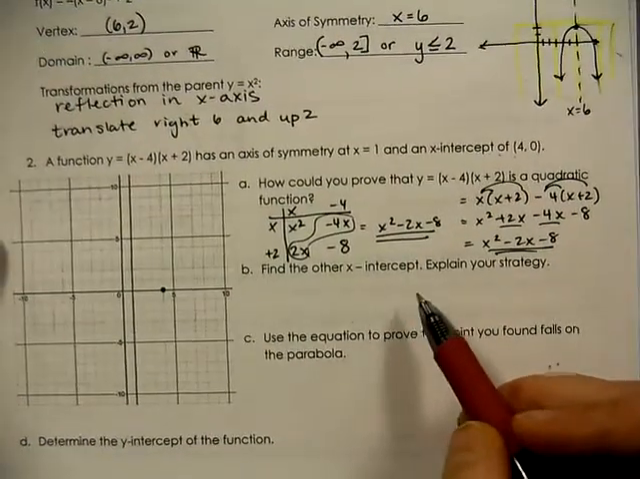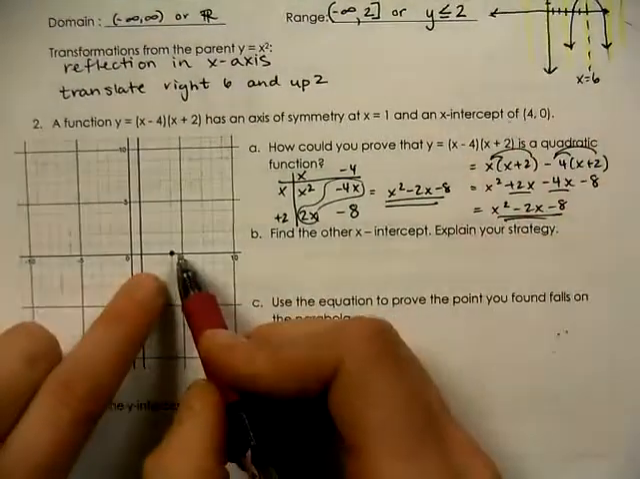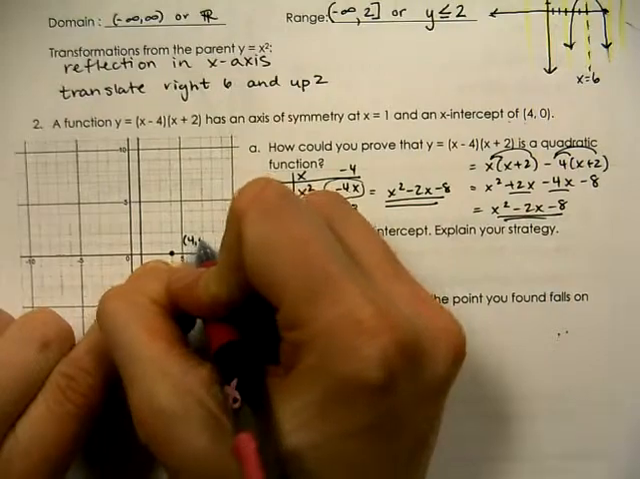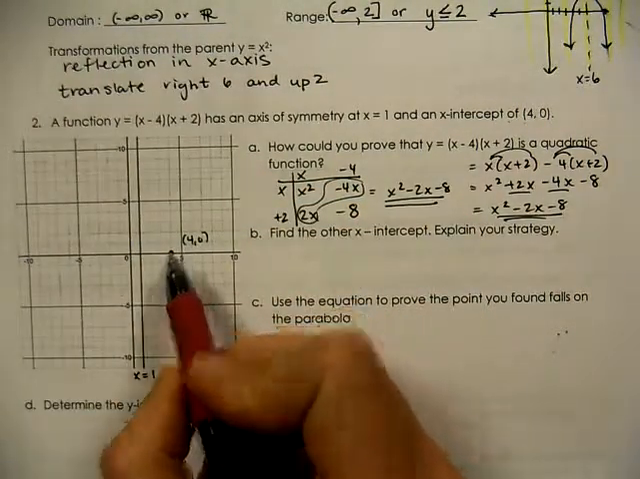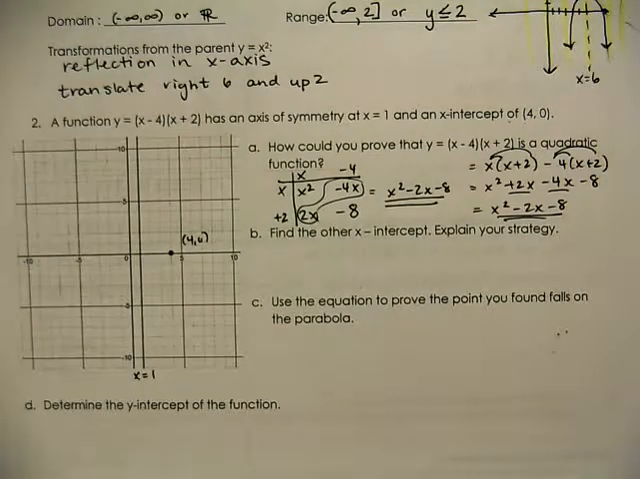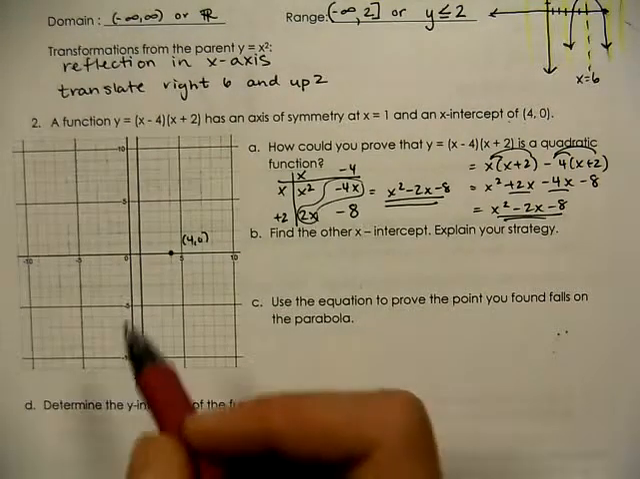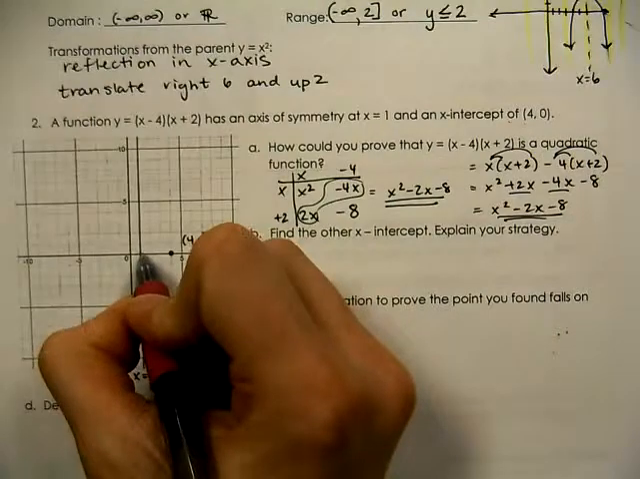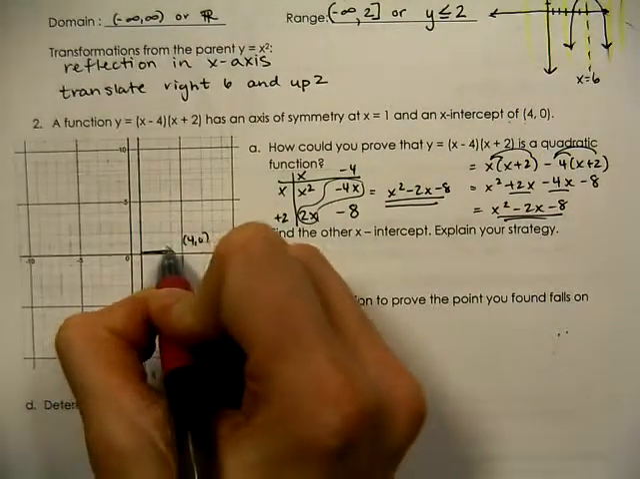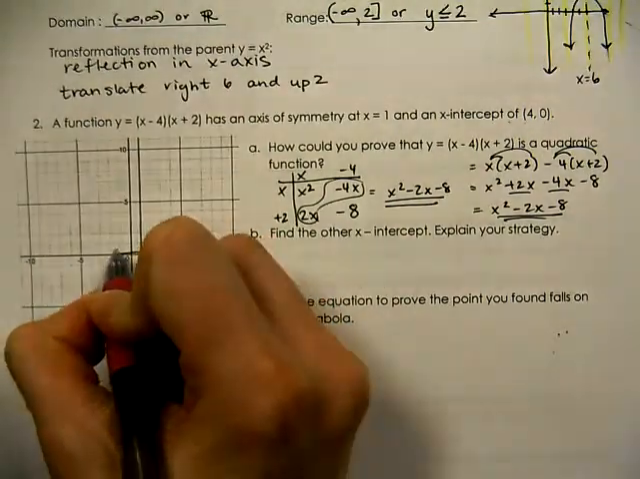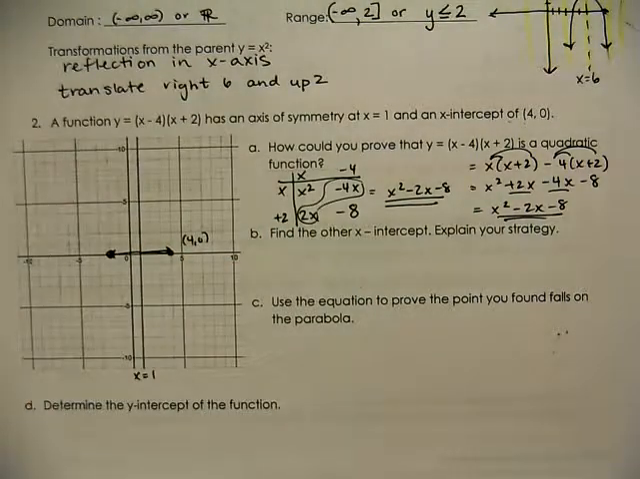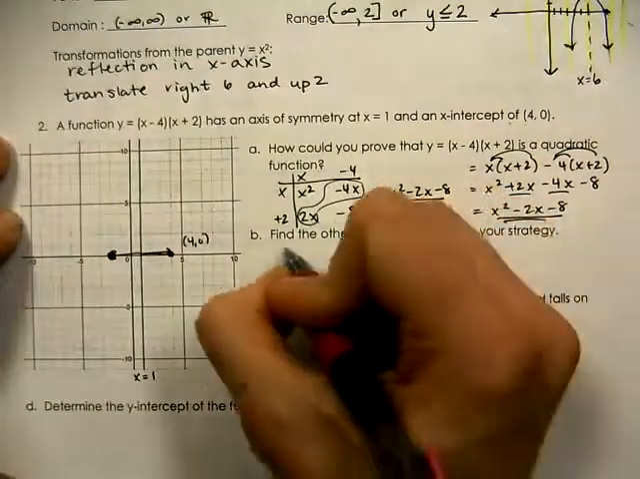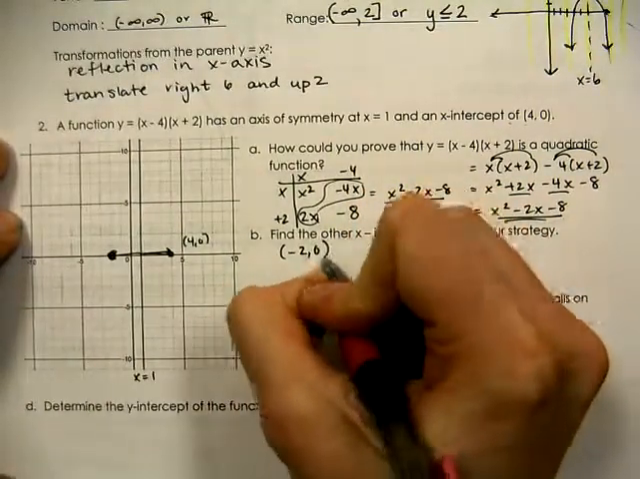So then it says find the other x-intercept. So if I look in here, this is the x-intercept 4, 0. We have our axis of symmetry at x equals 1. So if that is an x-intercept, I know that a parabola is symmetrical, and it's symmetrical about the vertex. So when I look at this, if this x-intercept is 3 to the right, then I could go 3 to the left of that axis of symmetry and plot my other x-intercept there. Okay. So I would have the point -2, 0.